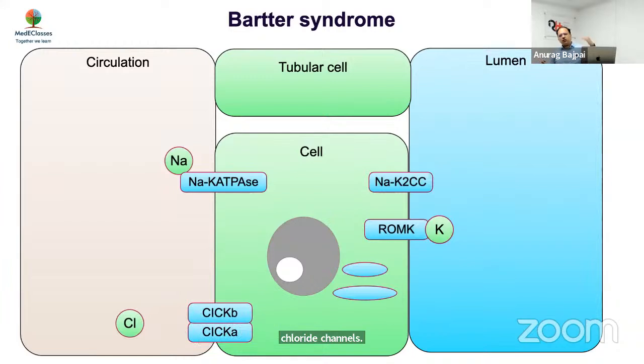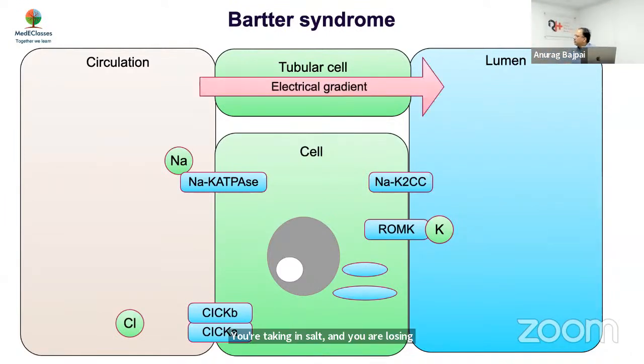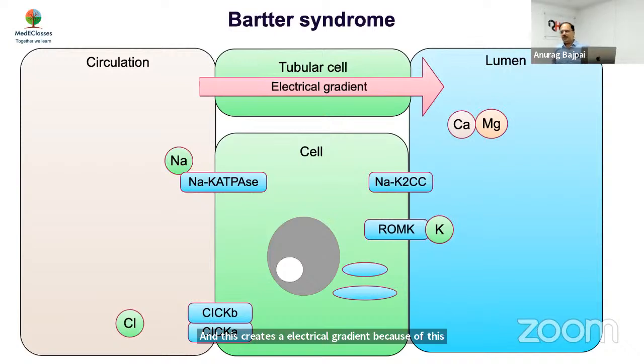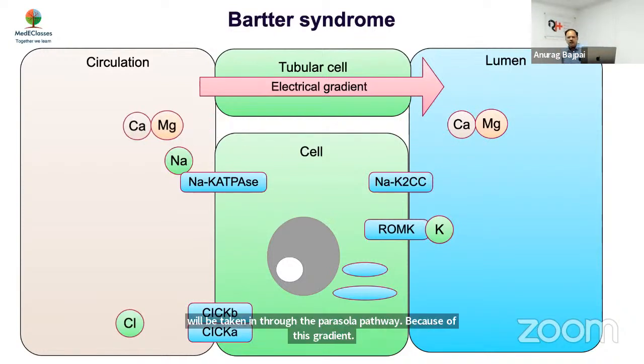So the net effect of the sodium-potassium-2-chloride channel, sodium-potassium ATPase, chloride channel and ROMK is that you're taking in salt, sodium chloride, and you're losing potassium. This is what you are exchanging between circulation and the lumen. This is basically what this whole pathway is doing. And this creates an electrical gradient. Because of this electrical gradient, there will be absorption of calcium and magnesium. They will be taken in through the paracellular pathway because of this gradient, and you are absorbing that. So this is a normal scenario.